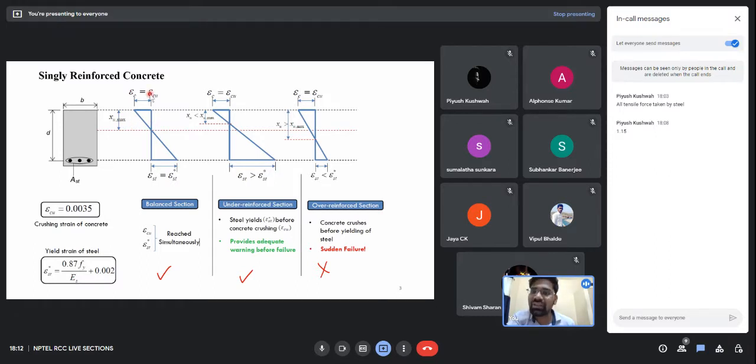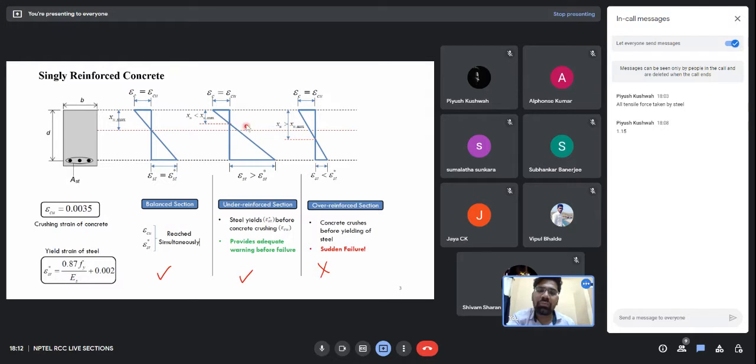Now based upon the strain in concrete and steel, we can classify different types of section. So here, if the strain in concrete and the strain in steel simultaneously reach the yield value in case of steel, and the crushing strain in case of concrete, then we call it a balanced section.